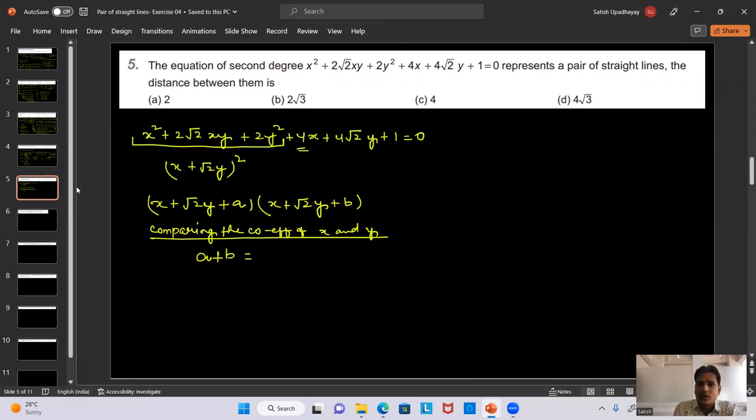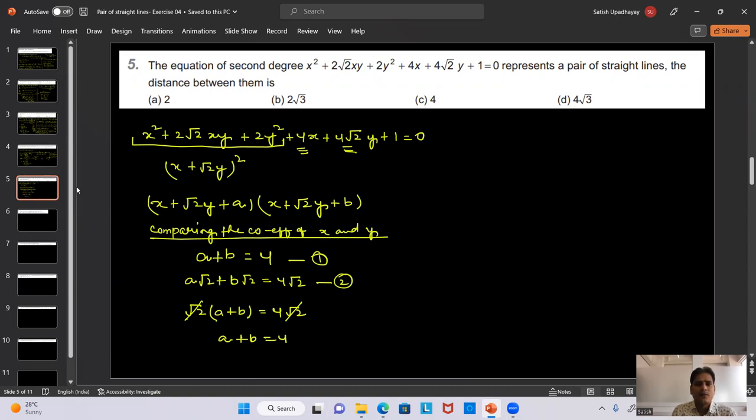And the coefficient of x here is 4. So this is our first equation. And the second thing, we are going to compare the coefficient of y. The coefficient of y we get when a gets multiplied with root 2y, so a into root 2, and b multiplied with this, so plus b into root 2. This will be the coefficient of y. And the coefficient of y here is 4 root 2. So this is our second equation. If you take root 2 common here, we have a plus b equal to 4 root 2, so a plus b is coming out to be 4.